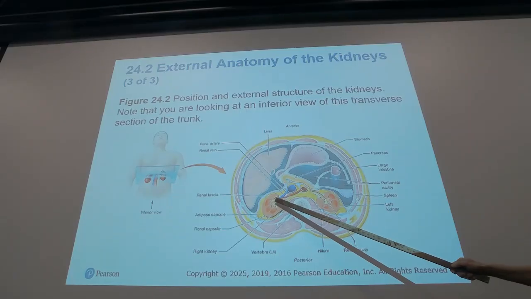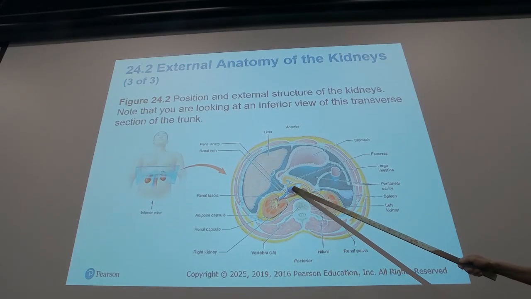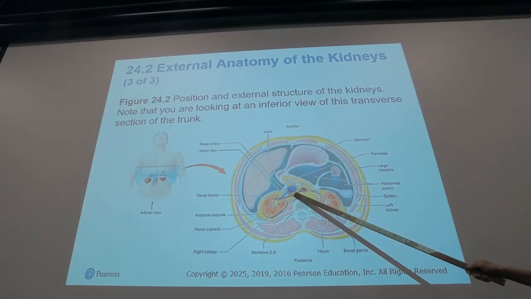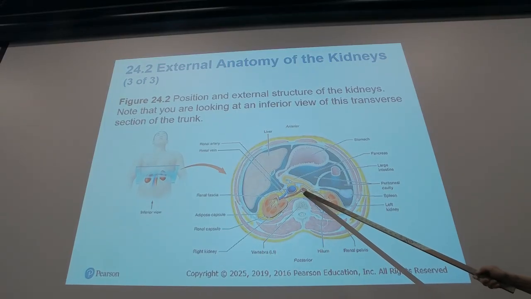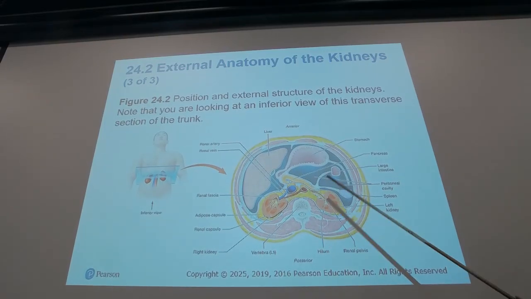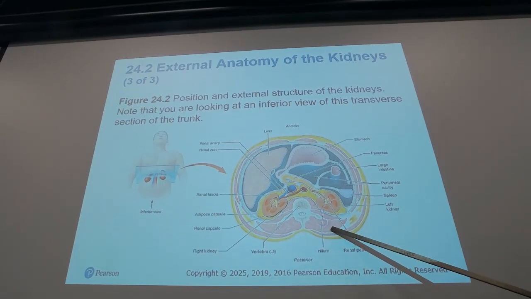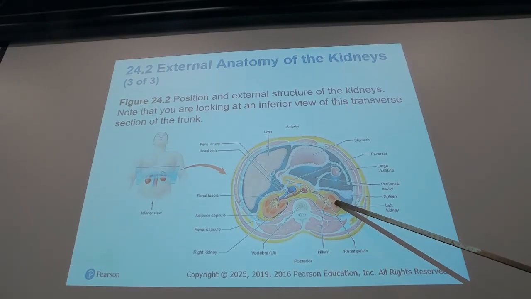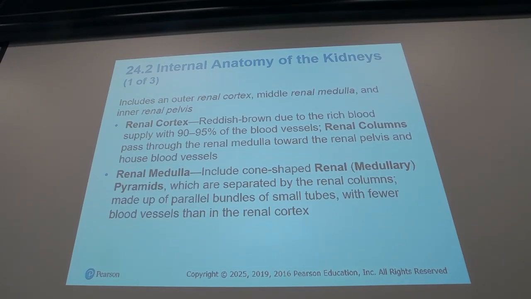And then the renal veins drain the blood into the inferior vena cava, which is this. And then the renal arteries that provide the blood supply to the kidneys are branches of the aorta, which is this. And then here we have muscles of the back, like the quadratus lumborum, that help to protect the kidneys. Any questions? Okay.